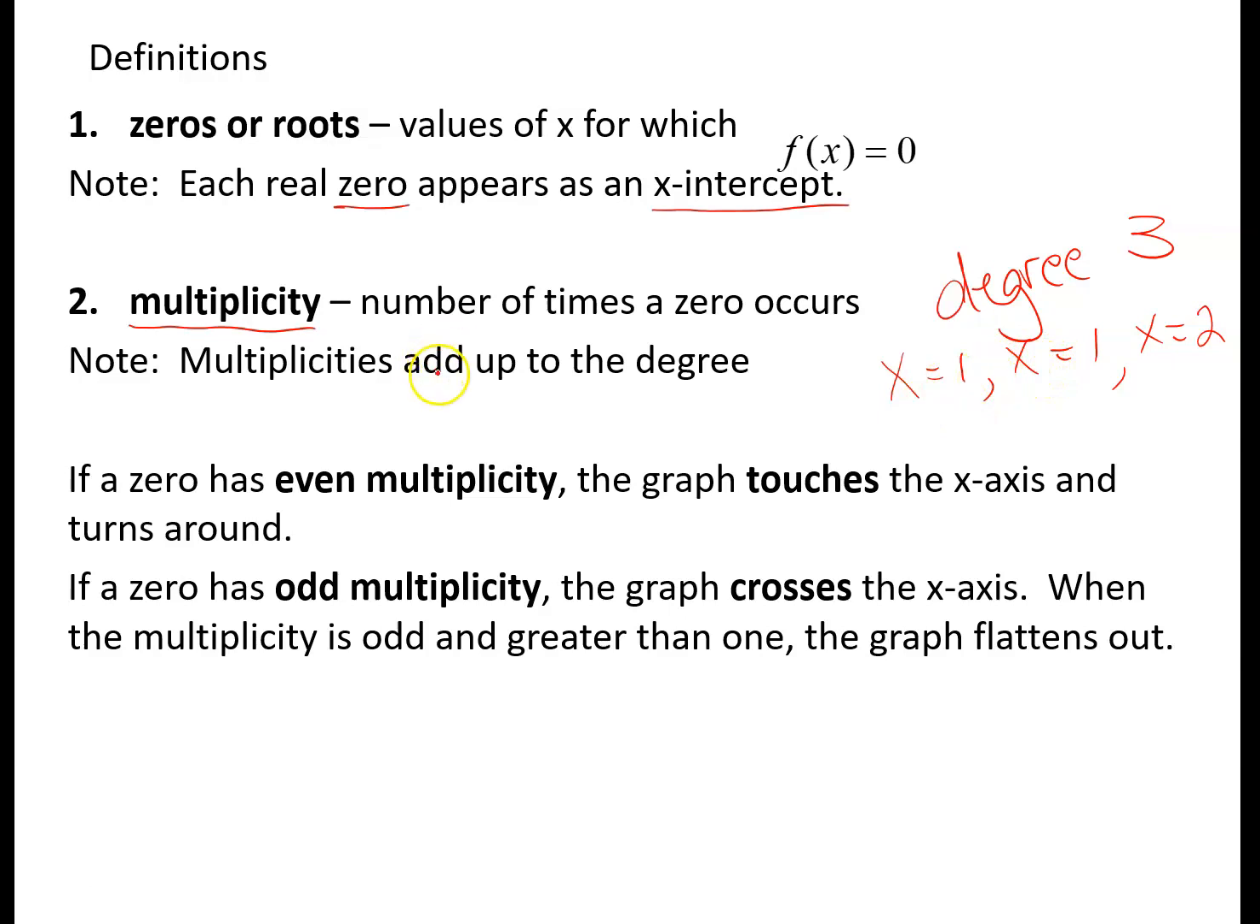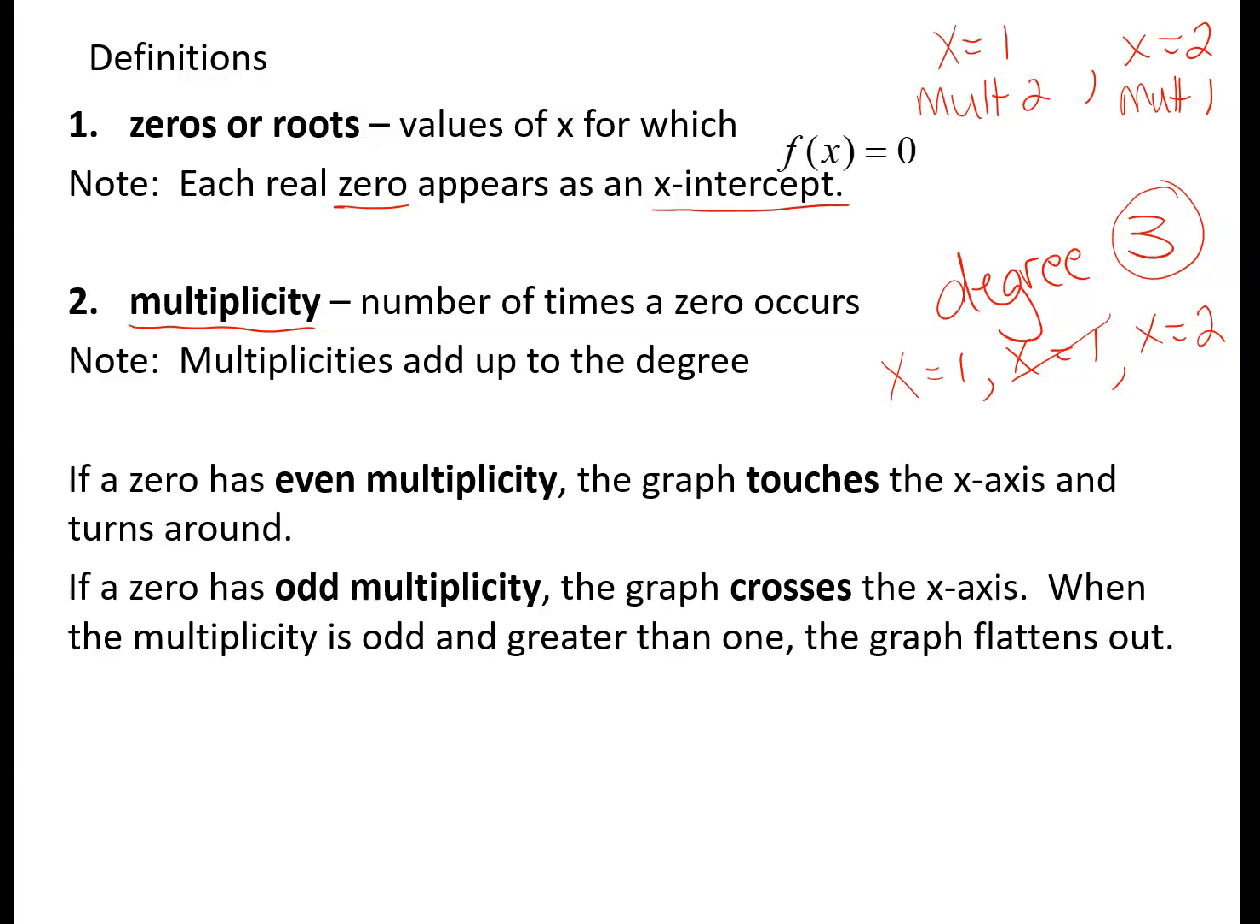Now the multiplicities will always add up to the degree. So if you have x equals 1 with a multiplicity of 2 and x equals 2 with a multiplicity of 1, we add those, 2 plus 1 equals our degree 3. We normally do not write x equals 1 twice. We just say it has multiplicity 2. Now, why does that matter? Well, it is going to help us draw the graph.